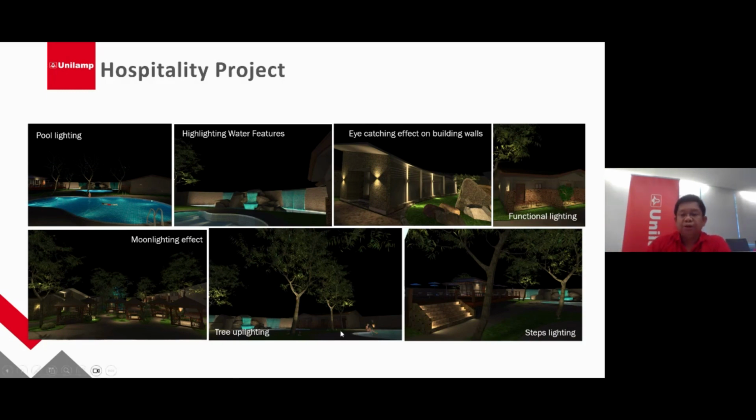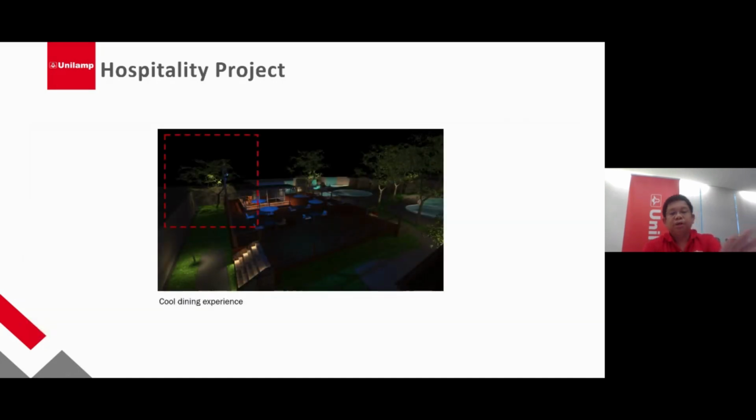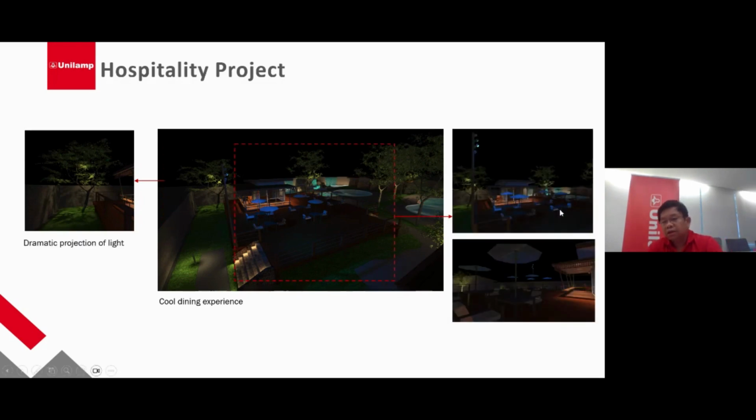So tree uplighting is very common for landscaping. You need to highlight the tree, but you need to pick only those trees that are very prominent. Otherwise, you end up with numerous uplights, which is not good either. Also steps. For landscaping, we need to make sure we highlight the steps properly. So this is a full dining experience. I'm running because the time we were allotted is quite tight. You have the moonlighting effect of trees, and also the dining.